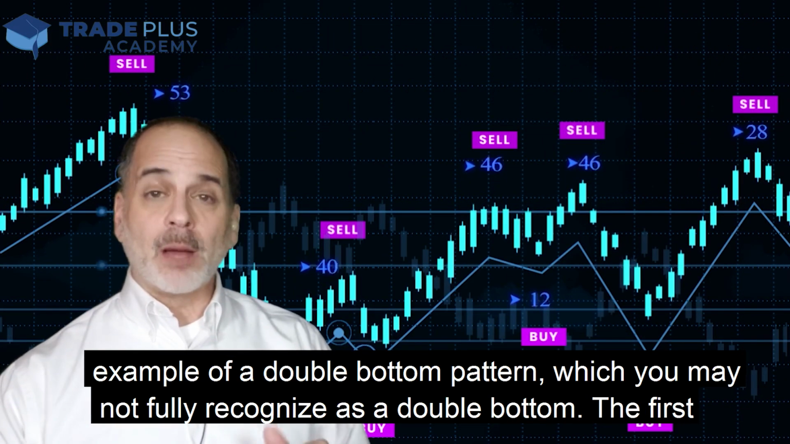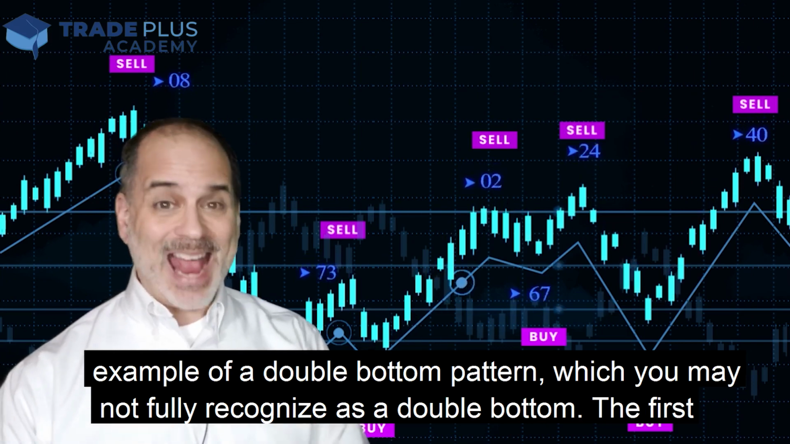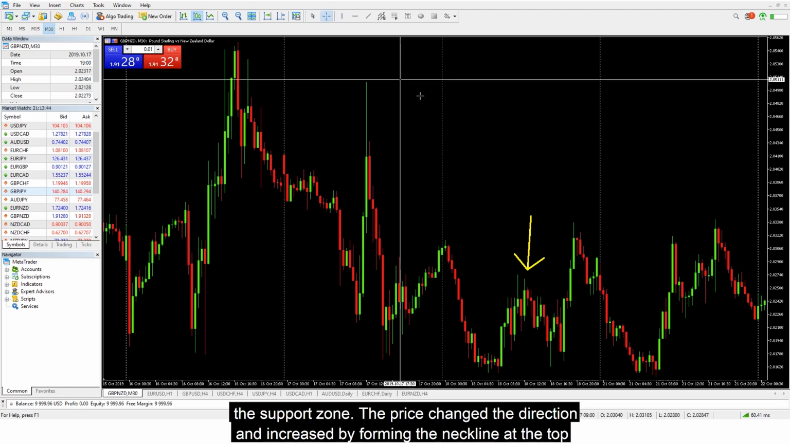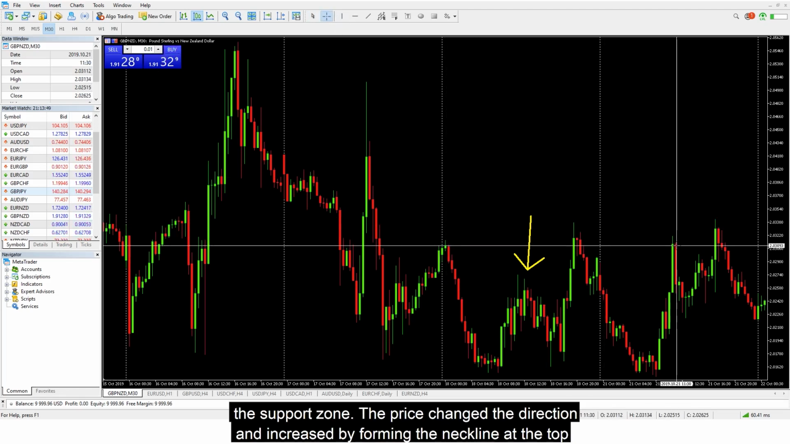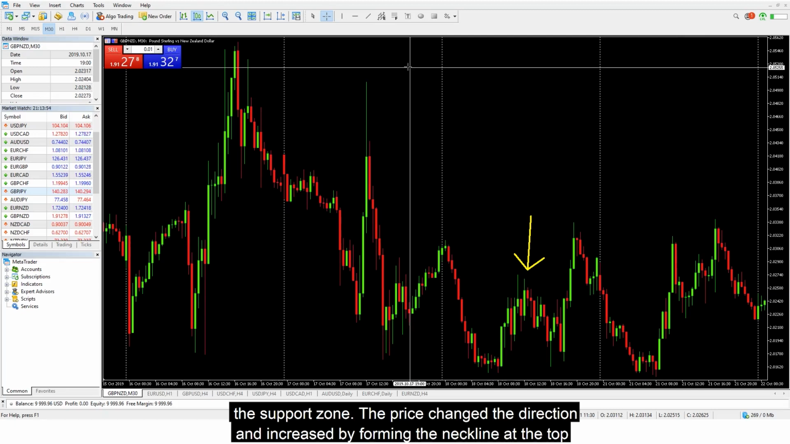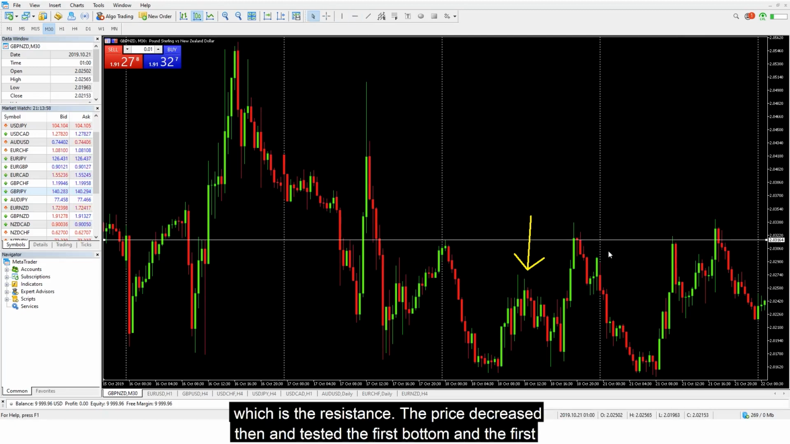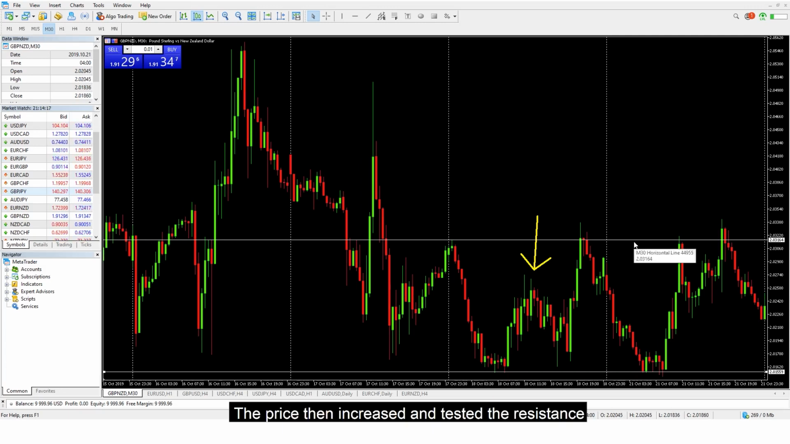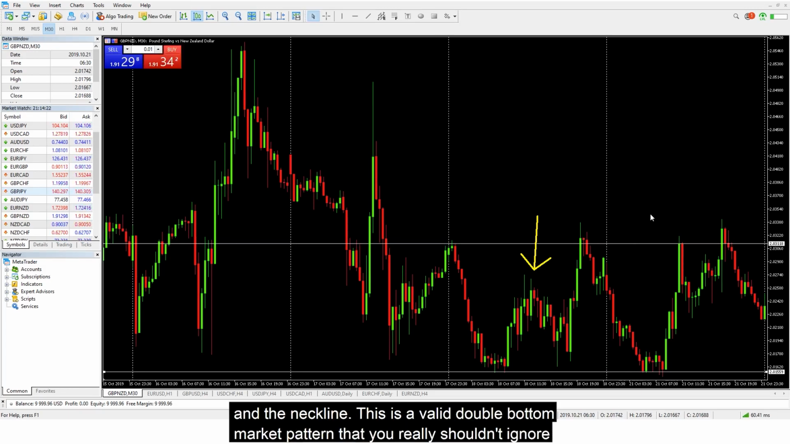Here's another example of a double bottom pattern which you may not fully recognize as a double bottom. The first bottom was formed, then the price dropped for some pips by testing that first bottom, which is the support zone. The price changed the direction and increased by forming the neckline at the top, which is the resistance. The price decreased then and tested the first bottom and the first support, but it couldn't break them. So it created a second support zone and a second bottom. The price then increased and tested the resistance and the neckline. This is a valid double bottom market pattern that you really shouldn't ignore.